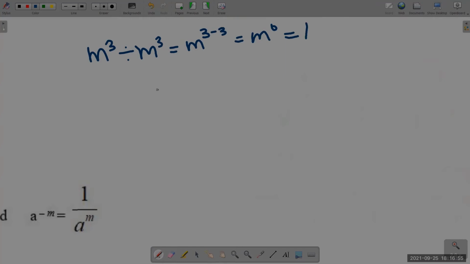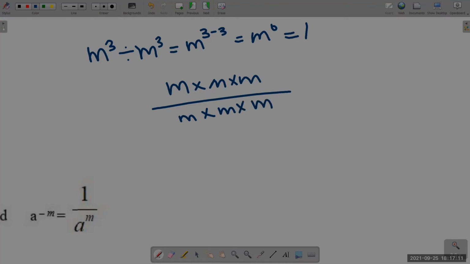But let's look at why. M to the 3rd power means M times M times M. Because we're dividing, we put the division line, and we're going to put divided by M cubed, which is M times M times M. We learned before, whenever we have anything set up like this, we can cancel our common entities. We have M's on the top, M's on the bottom. So let's divide by M. M into itself goes once, M into itself goes once.